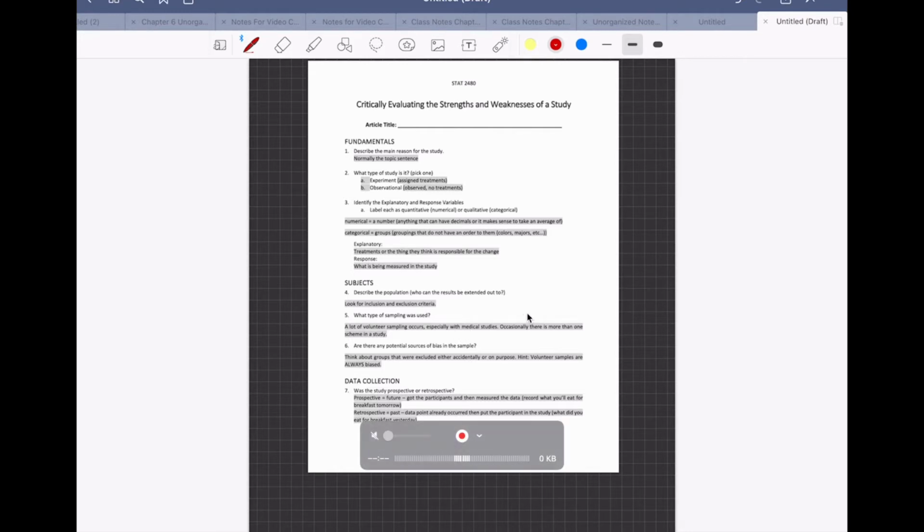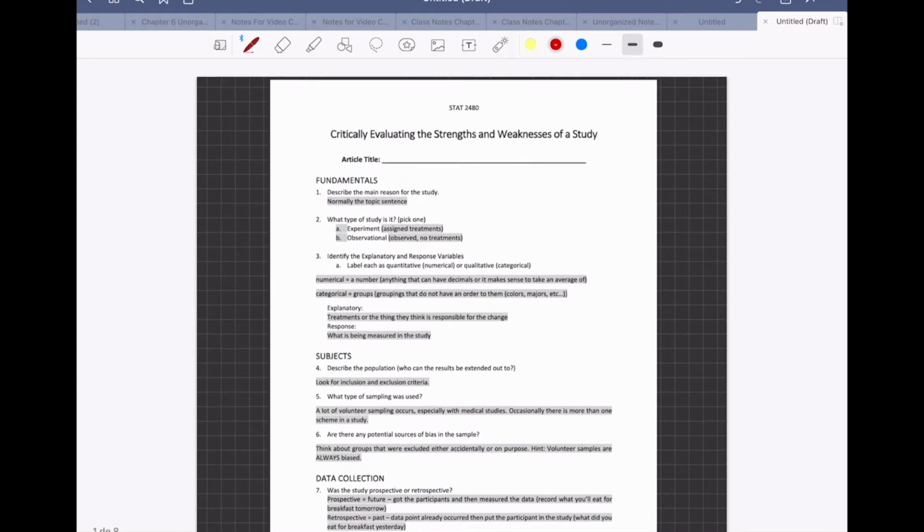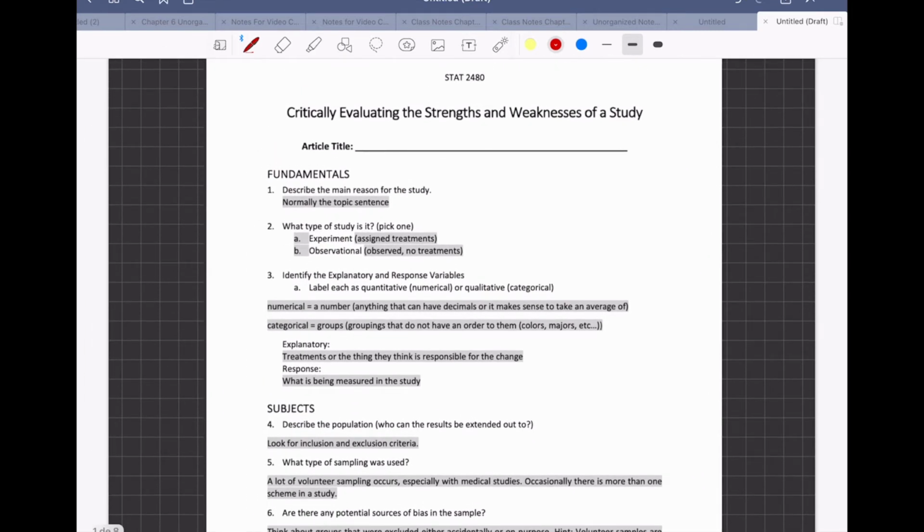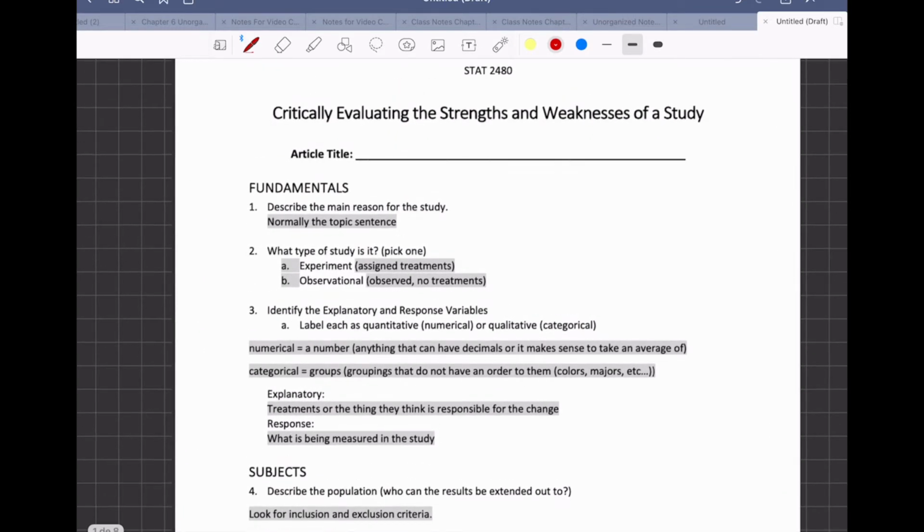So first, here it says critically evaluating the strengths and weaknesses of a study. The first one is: describe the main reason for the study. Usually, this is going to be given in the topic, in the title of the study. With that, it's very likely that you're going to know what the study is about.